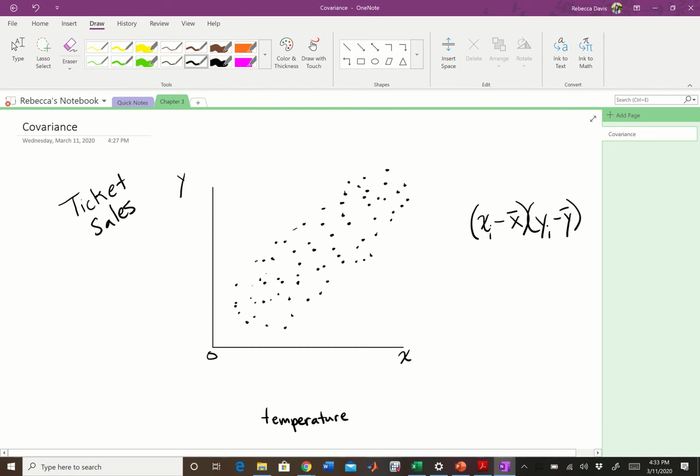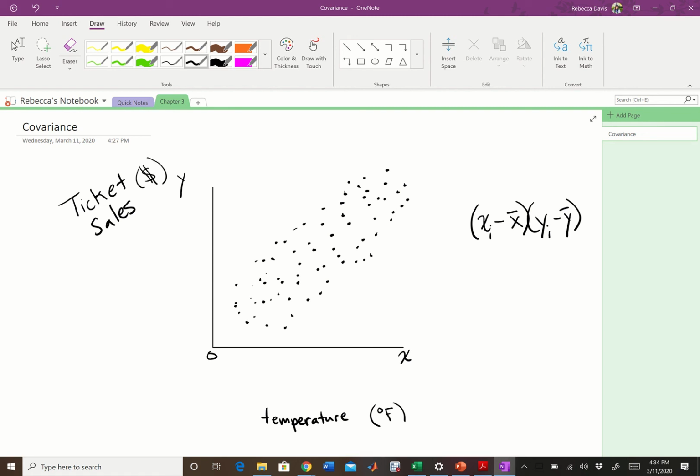Okay, so what I'm going to do now is say, what if we have this raw data? It's not just a random picture. You actually have the data, and you are able to calculate x bar and y bar. x bar is the average temperature in your data. y bar is the average ticket sales in your data. So again, temperature, I didn't write this, is in degrees Fahrenheit, and ticket sales are in dollars.